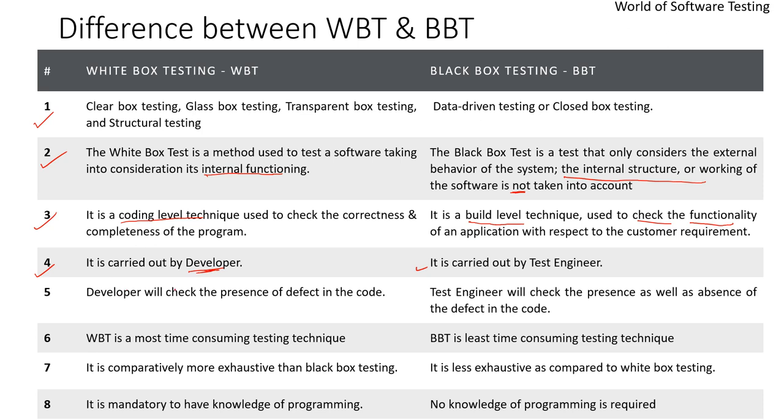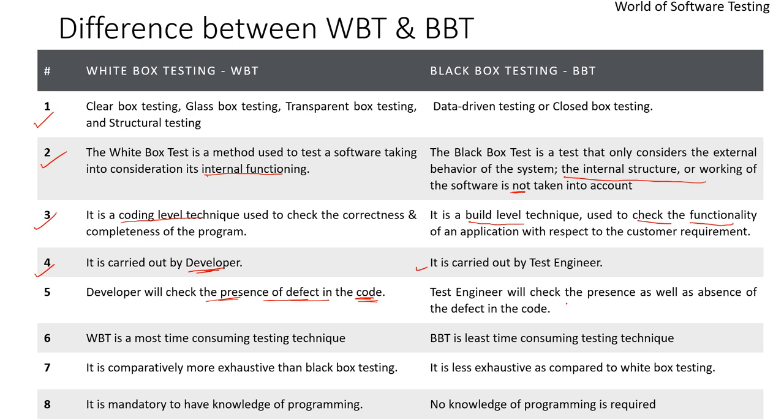The next is that the developer will check the presence of defects in the code. This is very important. They will perform unit testing, and in the unit testing they will verify the code they have written and find the errors or defects in that particular code. So they check the presence of defects in the code, not in the application.